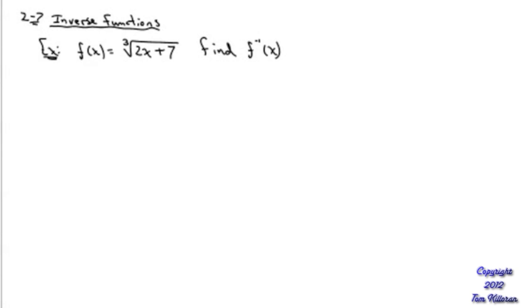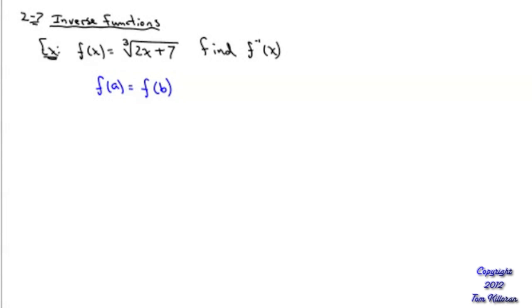Remember how to prove that it's a one-to-one function? F of a equals f of b. And the goal is we're trying to get this down to just a equals plain old b.